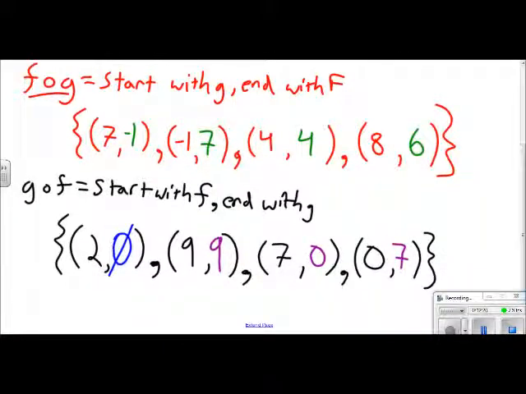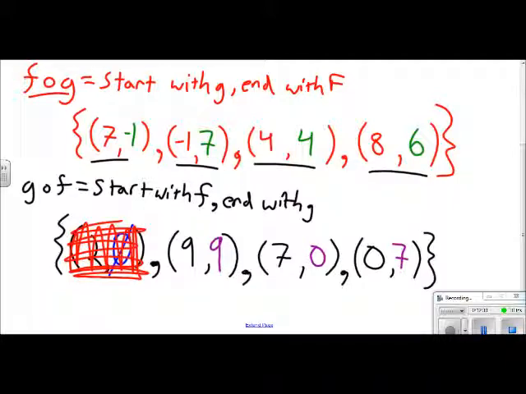Now, technically, we have to neglect this one. This is not an actual ordered pair because it doesn't exist. It has an input, but there is no output. So that part does not belong in this function. So f of g includes these ordered pairs, and g of f includes these ordered pairs.